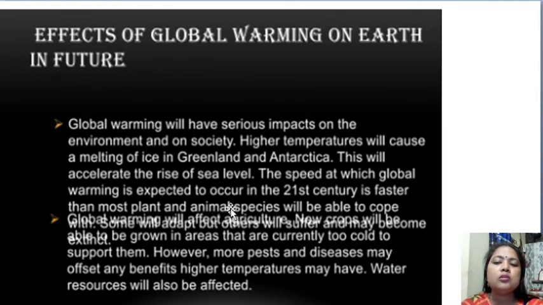The speed at which global warming is expected to occur in the 21st century is faster than most plant and animal species will be able to cope with. Okay, if global warming occurs at this rate, then several plants and animals will fail to cope with this changing temperature. However, more pests and diseases may offset any benefits higher temperature may have. It means that with the increase of temperature, disease-causing viruses and bacteria will also increase in number, and water resources will also be affected by this increase in temperature.